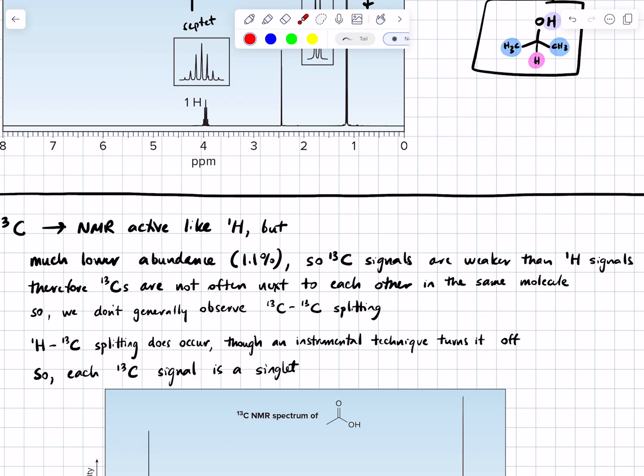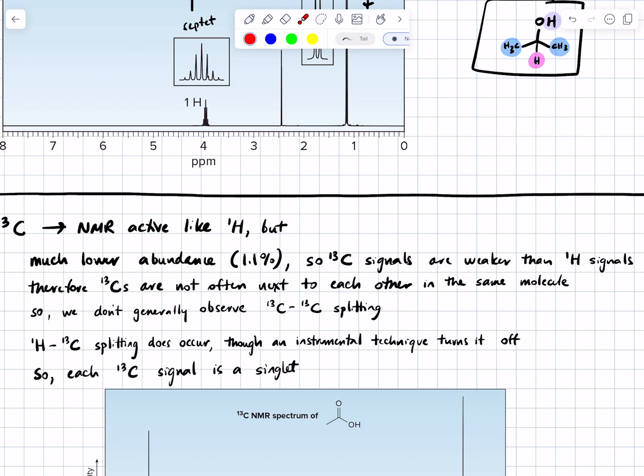There can be carbon-hydrogen splitting, that does happen, but there's a cute experimental technique we use to turn it off because it actually makes the spectra complicated and difficult to interpret. So shown here, the biggest thing we're going to get out of a C13 spectrum is the number of different carbons, and then we'll get chemical shift information. Different kinds of carbons in different environments have different chemical shifts.